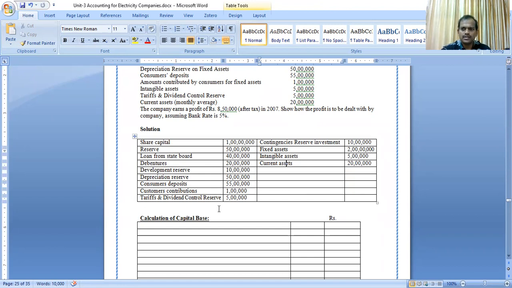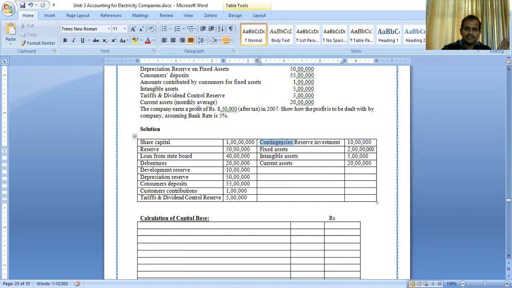So for the disposal of surplus, we must know the clear profit and reasonable return. For calculation of reasonable return, we must know the capital base. So first of all, we have to calculate the capital base. While calculating the capital base, we have to consider fixed assets, cost of intangible assets, and current assets, as well as reserve investment. What kind of reserve? Special reserves investment.